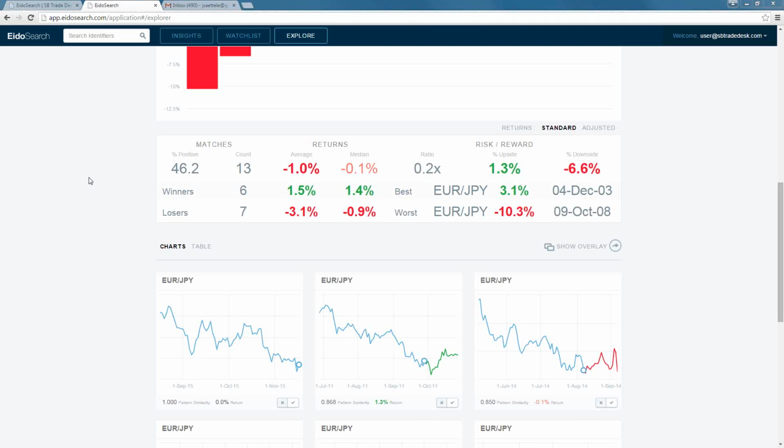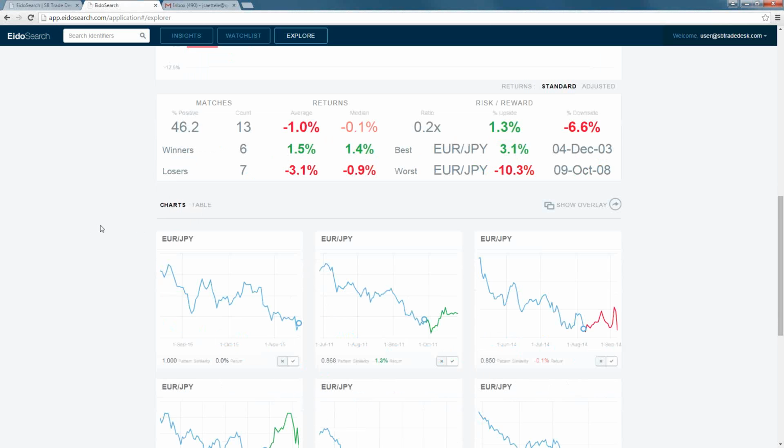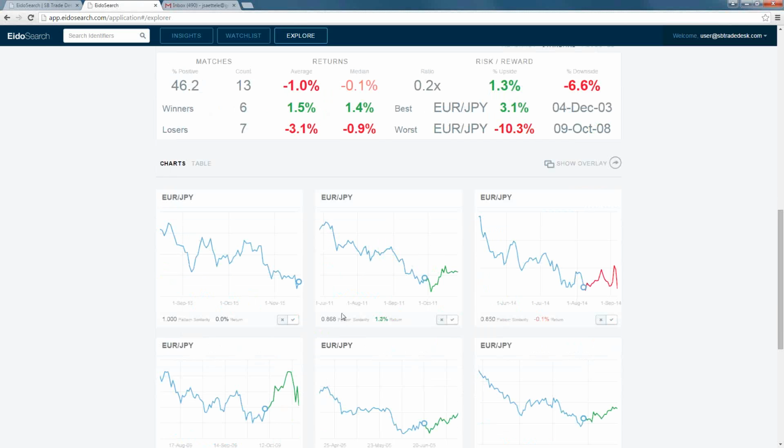Okay, so Euro yen, 13 matches, and you can have a 100% match. That's not going to happen. A 100% match would be what you're looking at right now: if you compare the exact same pattern with the exact same pattern, it's 100%. The closest match in this instance is actually this one. It has a pattern similarity score of 0.868. So the 13 number means that there are 13 pattern matches with similarity scores above 0.7. Basically you're looking at the 13 very similar patterns.